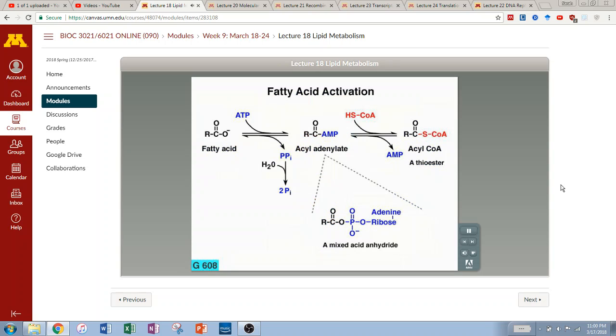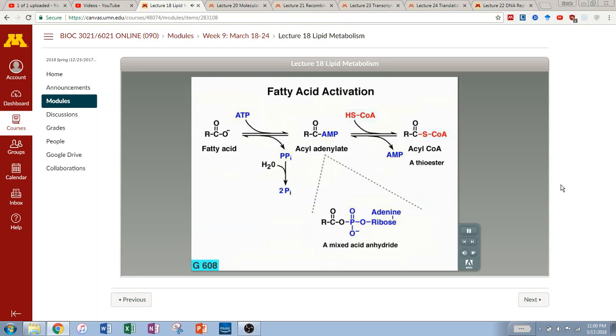Fatty acids are carried in the blood from adipose tissue in association with serum albumin protein. The fatty acids are taken into the cytosol of target cells where they're activated by being converted to acyl-CoA derivatives. The conversion of a fatty acid into an acyl-CoA intermediate is a thermodynamically unfavorable process because the acyl-CoA is a thioester derivative. Thioesters have a very high energy of hydrolysis, which means it takes a lot of energy to make them, starting from a carboxylic acid.